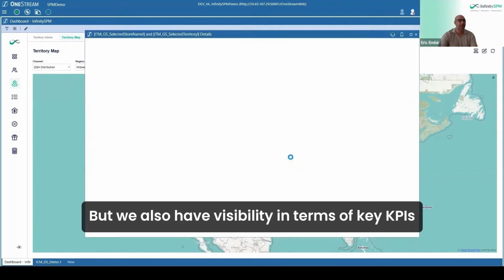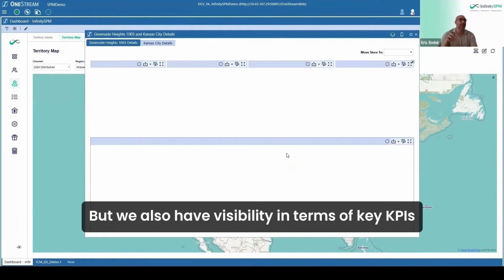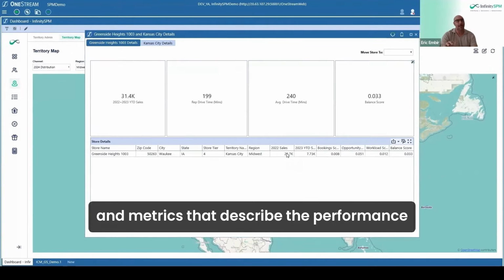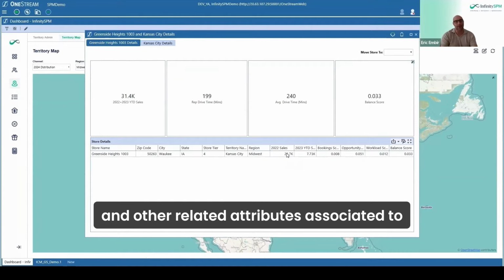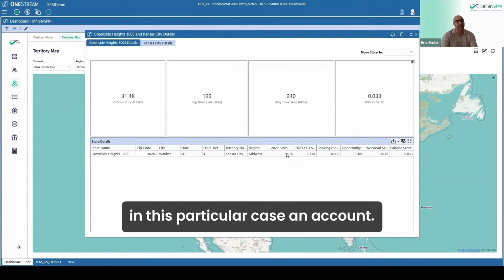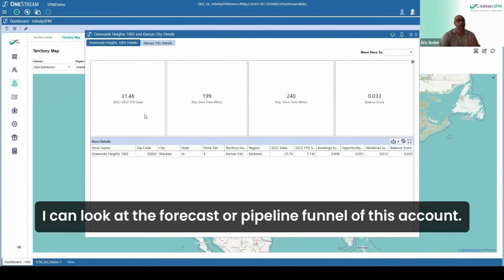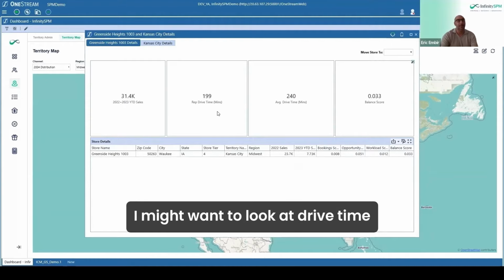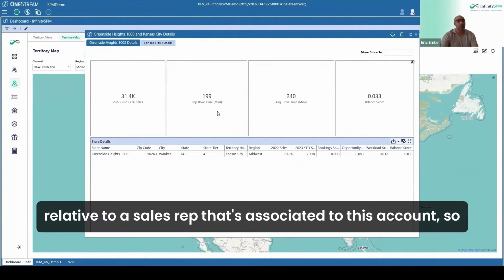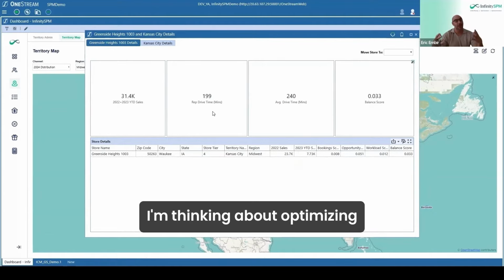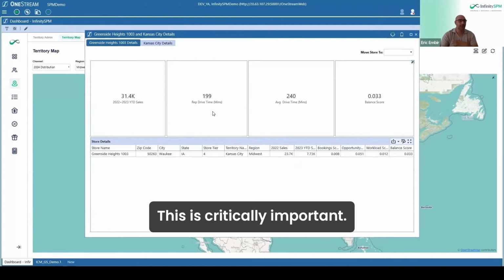But we also have visibility in terms of key KPIs and metrics that describe the performance and other related attributes associated to, in this particular case, an account. I can look at historical performance of this particular account. I could look at the forecast or pipeline and funnel of this account. I might want to look at drive time relative to a sales rep that's associated to this account. So when I'm thinking about optimizing drive time for field sales reps, this is critically important.